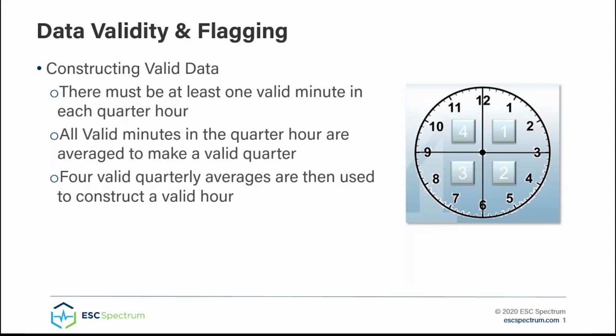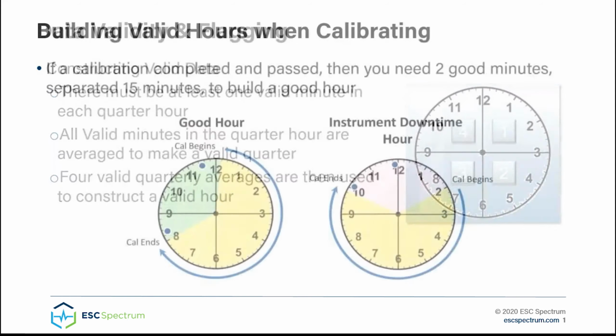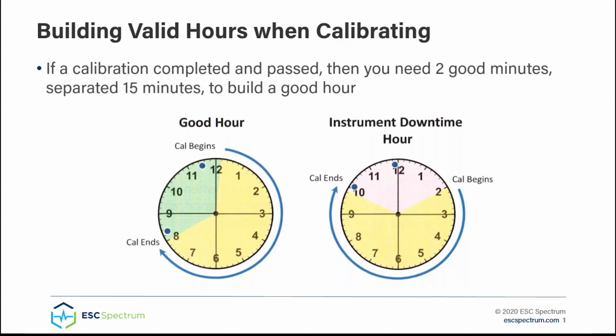Different rules apply when your system is in calibration, so let's take a look at an example. In order for the hour during which calibration occurs to be valid, you must first complete and pass the calibration, and second, record 2 good minutes separated by at least 15 minutes. So on the left side, the hour was valid because following successful completion of the calibration, we were able to get a good minute in the 3rd quadrant and in the 4th quadrant, separated by 15 minutes.